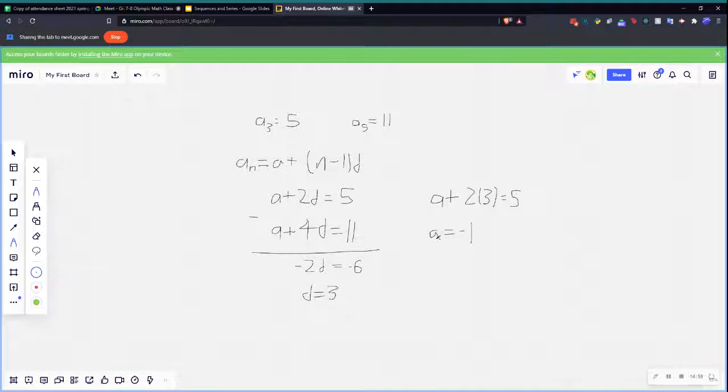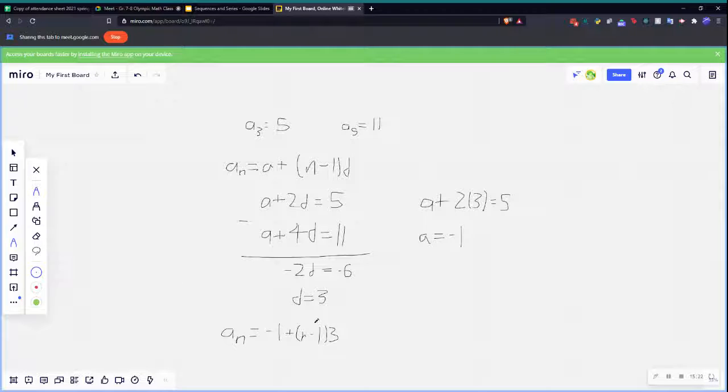So now we have a, and now we also have d. Now we can write our general term. So what does it look like? We have a of n is equal to negative 1 plus n minus 1 times 3.